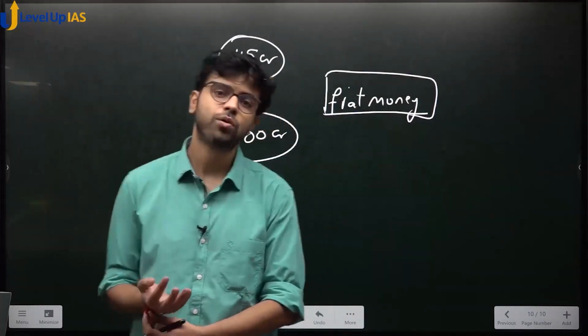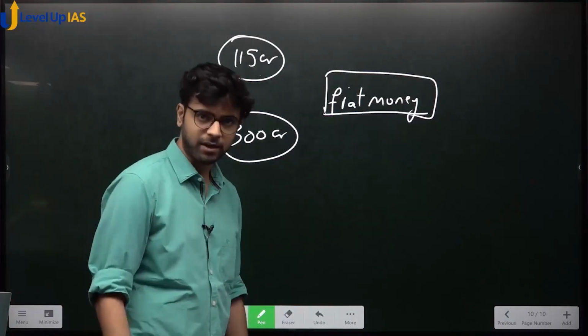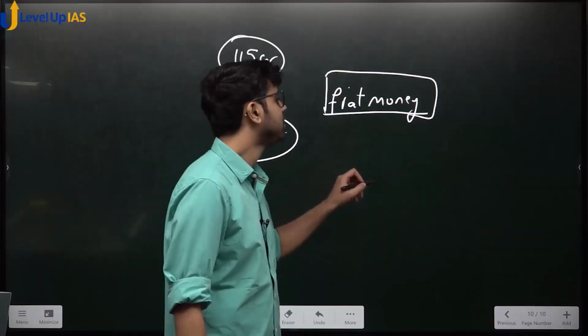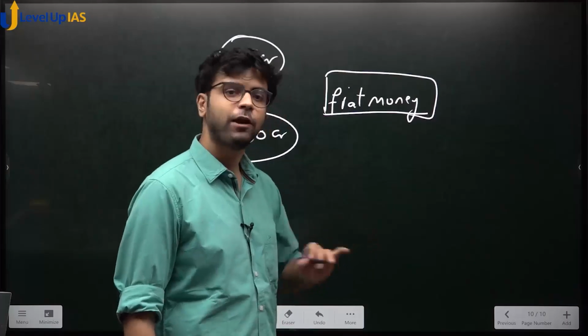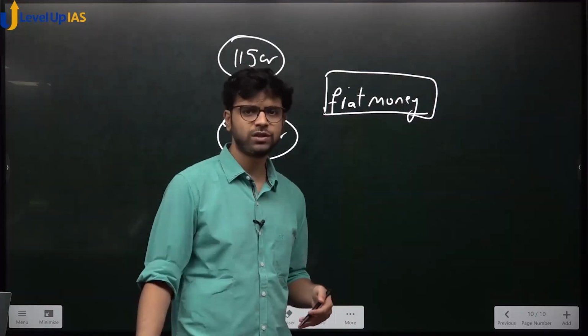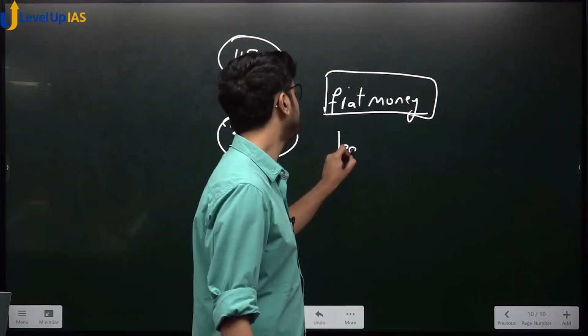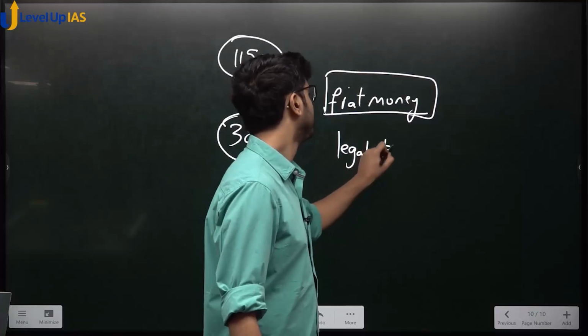Yes or no? So any currency which is not legally acceptable cannot be used. Yes or no? So what are the remaining currencies which can be used? We have our coins which are in circulation. We have notes which are in circulation. That money is called legal tender money. Legal tender.